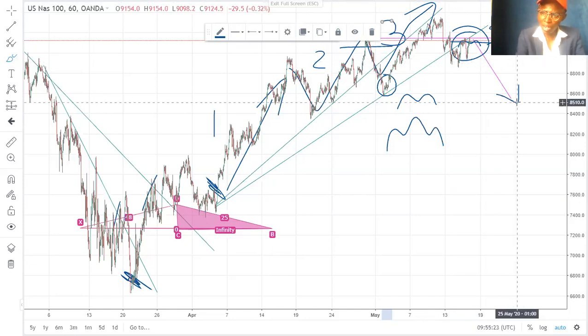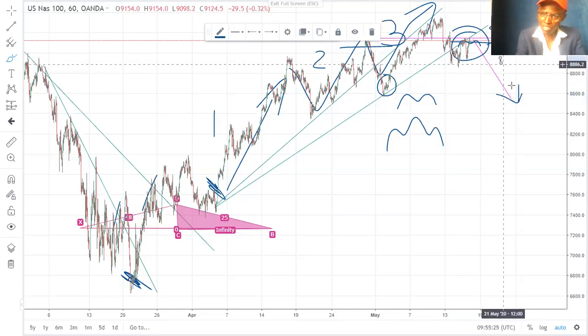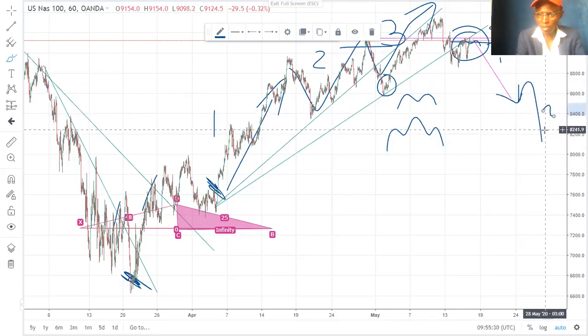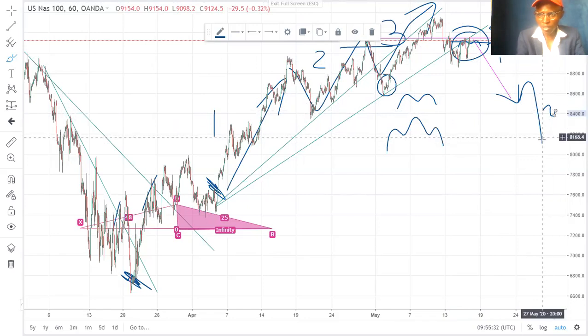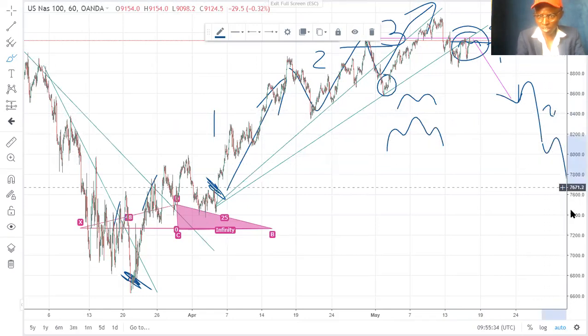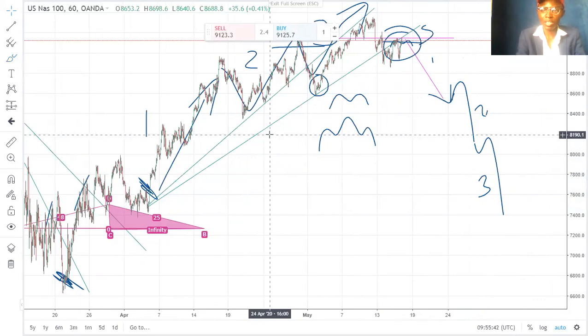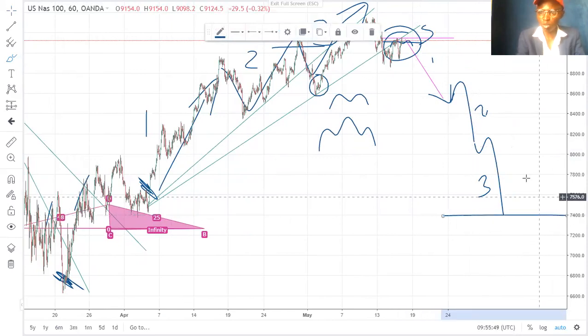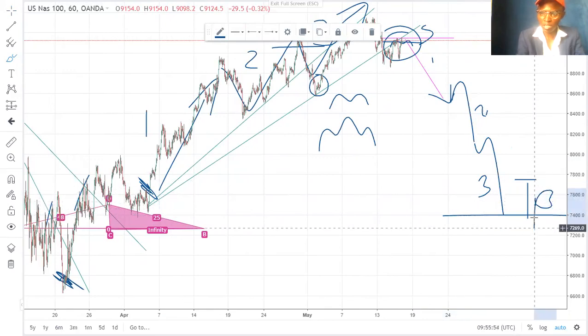From here, I'm expecting this will be my first, and then it comes back to retrace, second, then it comes back to retrace, then third. This will be my third. So from there, I know that I'm out. I'm taking out my trade here. This is where my take profit is.